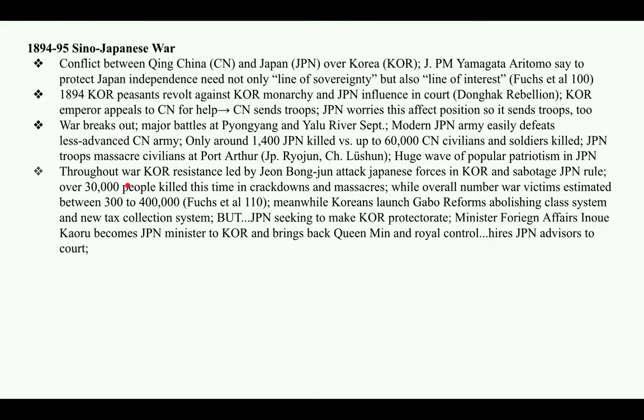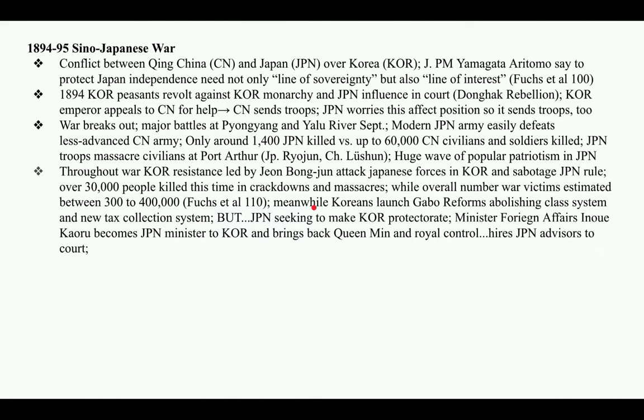Throughout the war as well, though, Koreans themselves were pushing for independence and trying to modernize the country and overthrow the feudal aristocracy, as well as at the same time fight against foreign influence, including by Japan. And so Korean resistance led by Jeonbong-gun attacked Japanese forces in Korea and tried to sabotage Japanese rule. And actually, in the Sino-Japanese War, even though it was a conflict between China and Japan, it was over control in Korea. And over 30,000 people were killed at this time in Korea in crackdowns and massacres against this resistance and independence movement. Well, the overall number of victims is estimated between 300,000 to 400,000.